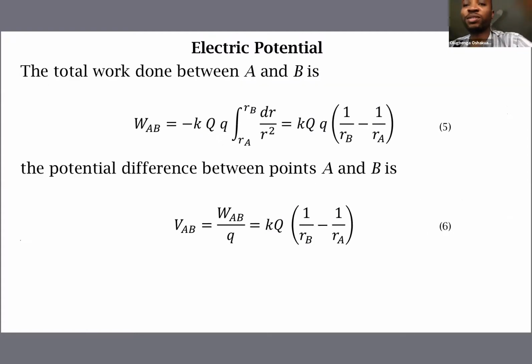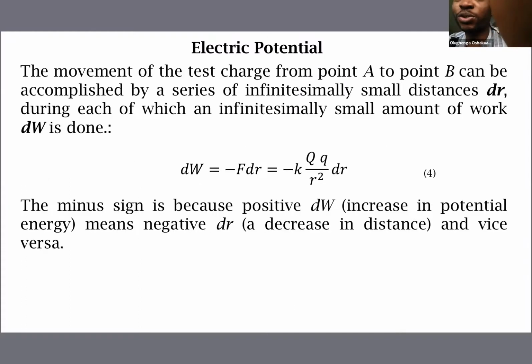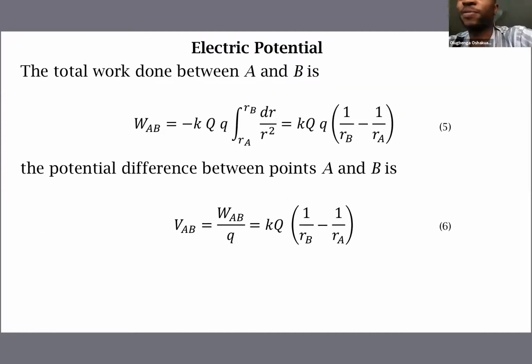So the total work done can be obtained via integration. What we had previously was W equal to F dr. Now we are talking about W itself, not the dW. So we have to integrate both sides to get W from dW, which leads to equation 5. And the potential energy between points A and B is given by equation 6. So I suggest at your leisure time, you play around with these equations and see how one leads to the other.